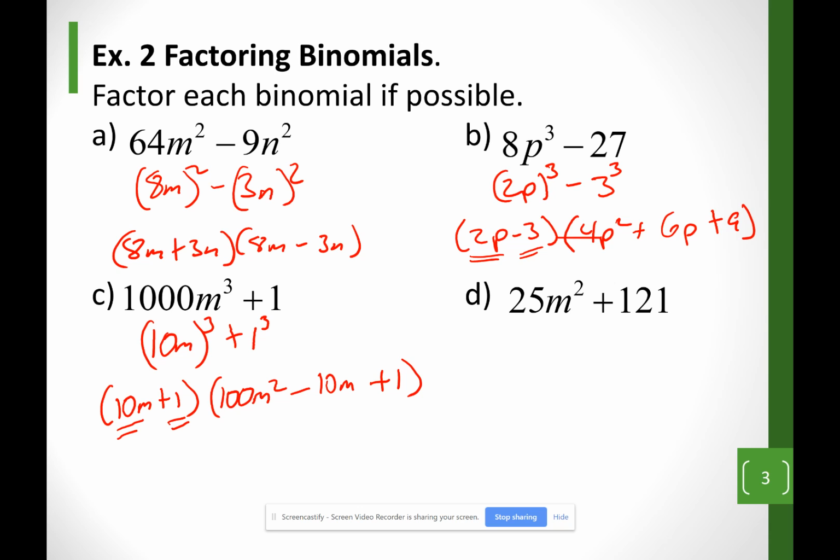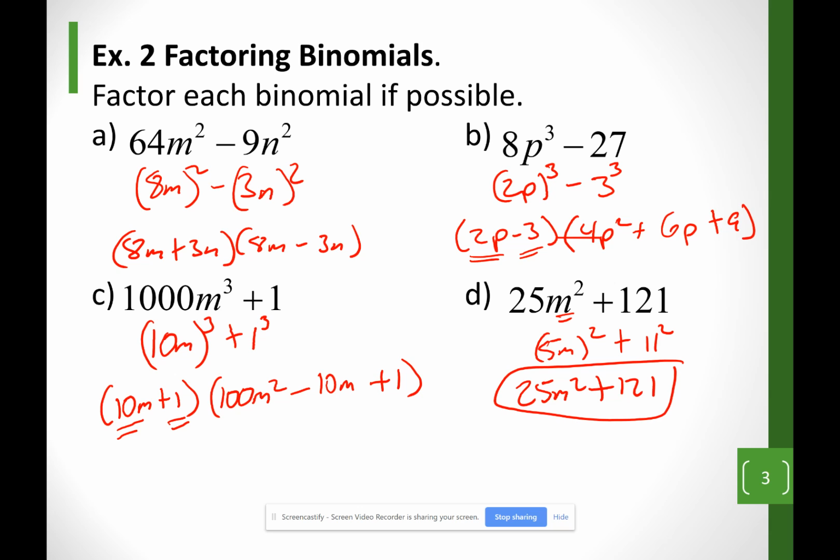That's what's going to give me my middle term. Now, looking at D, my exponent is to the second, so I'm going to try to write everything to the second. I have 5m to the second plus 11 to the second. For squares, it has to be strictly a minus. I cannot do plus. So this one I cannot factor it. So I'm just going to have 25m squared plus 121. I cannot factor it because of the plus sign.